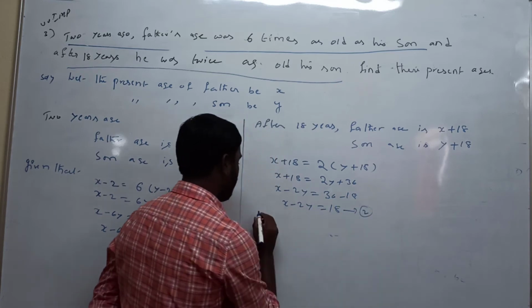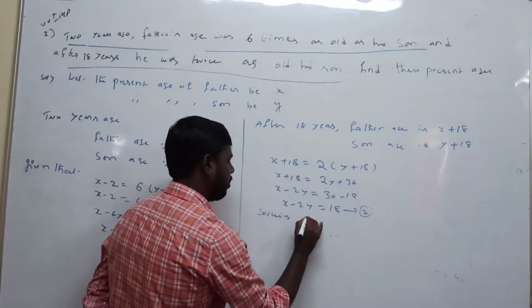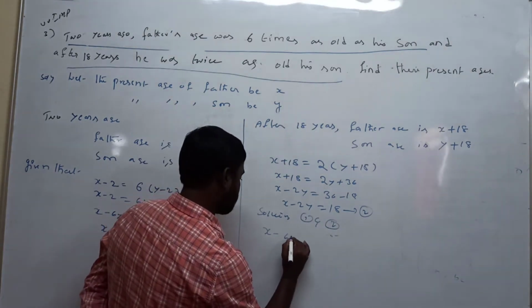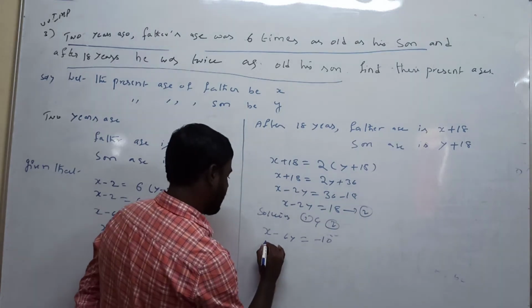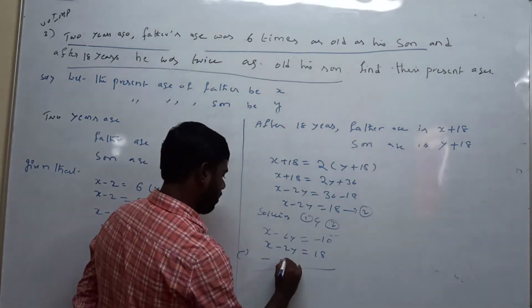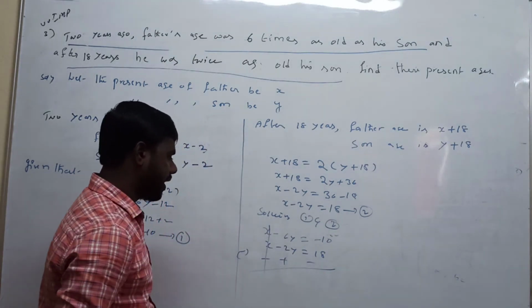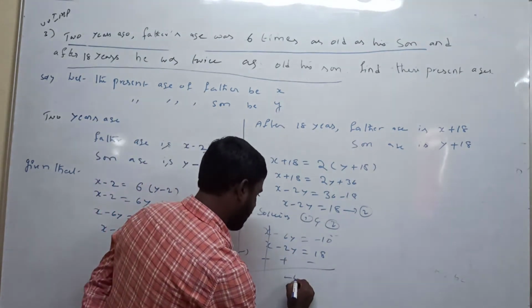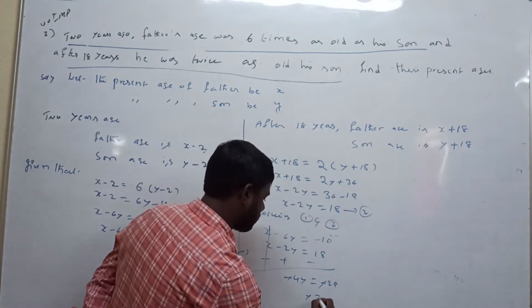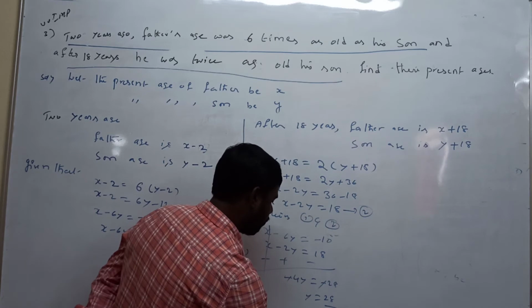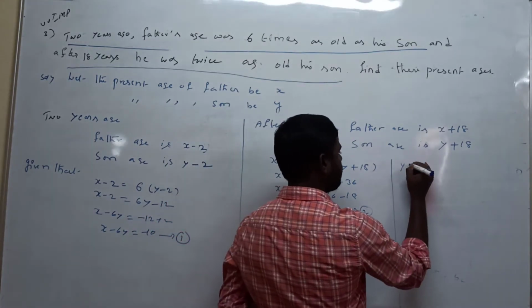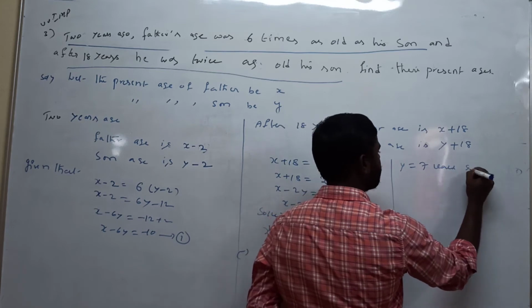Now solving 1 and 2. The first equation is x minus 6y is equal to minus 10. The second equation is x minus 2y is equal to 18. Subtracting, the signs will be changed. x minus x gets cancelled. Minus 6y plus 2y is minus 4y, equal to minus 28. Minus minus gets cancelled, 4 in the denominator, so y is equal to 7.